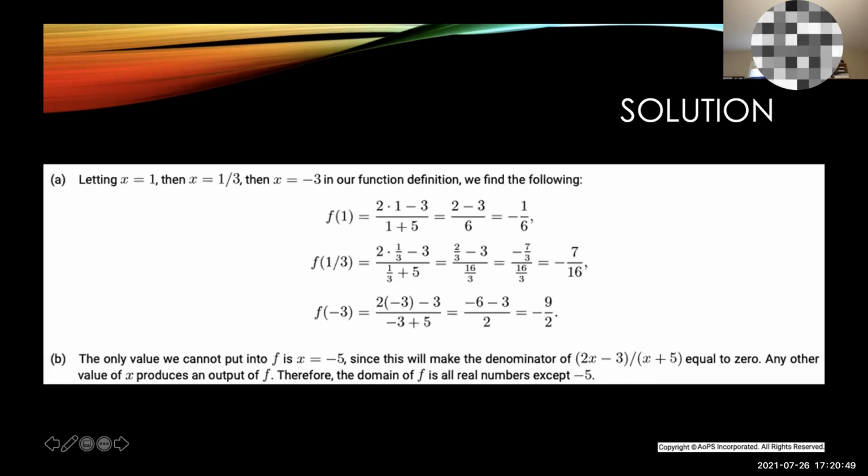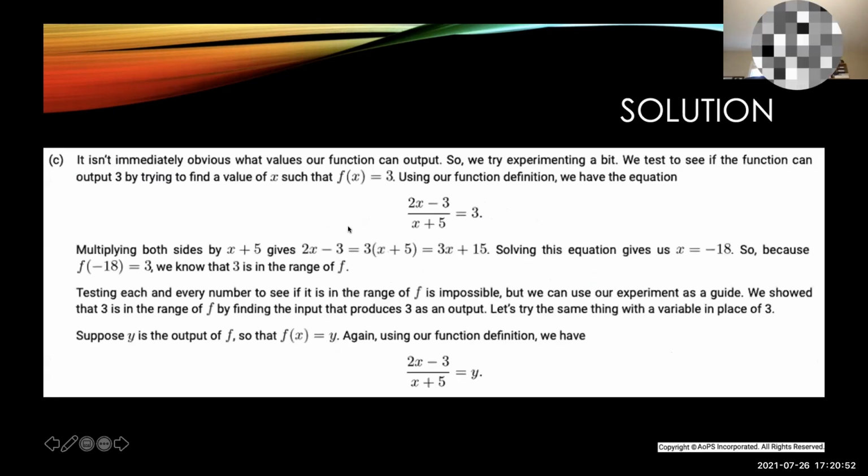So that's the only one that will do that. And then on to part C, we try to find the range. So find x such that f of x equals 3. Is there a value of x such that f of x equals 2? So we put 3 in, and then if we solve this whole problem out, we get x equals -18.